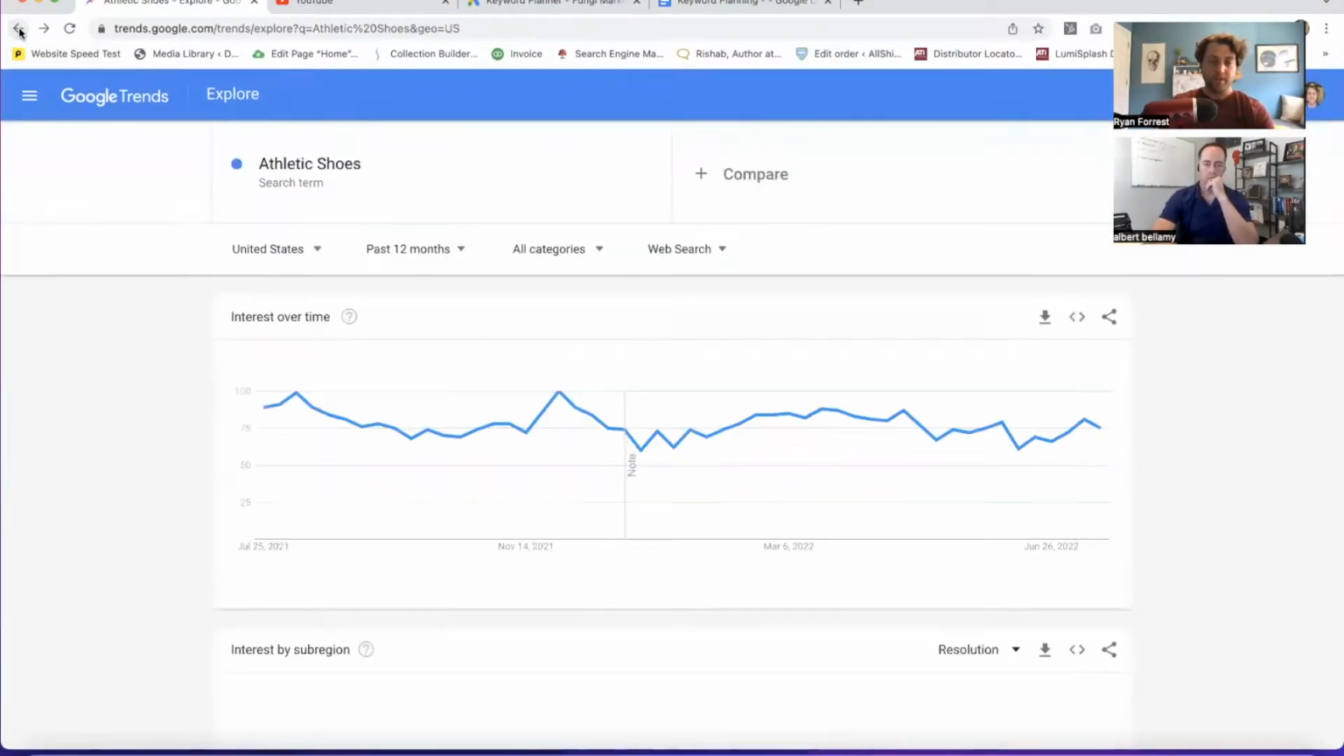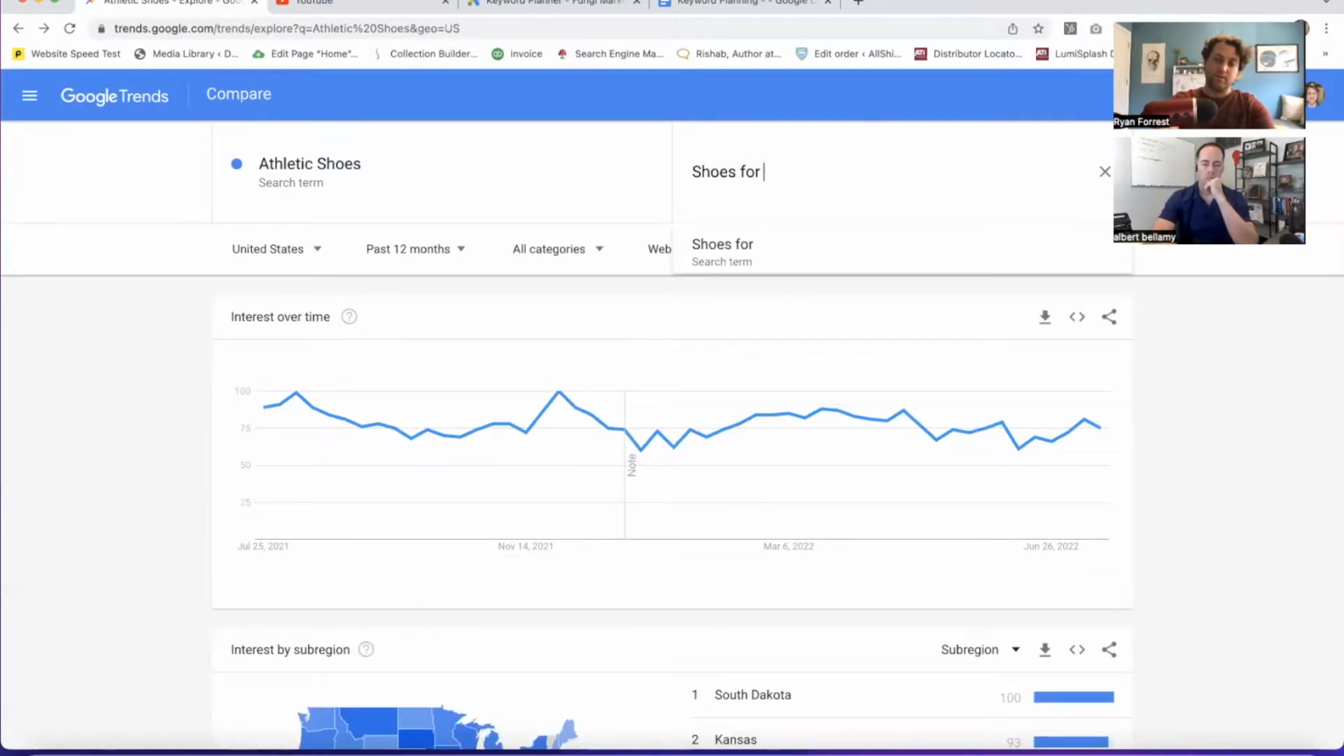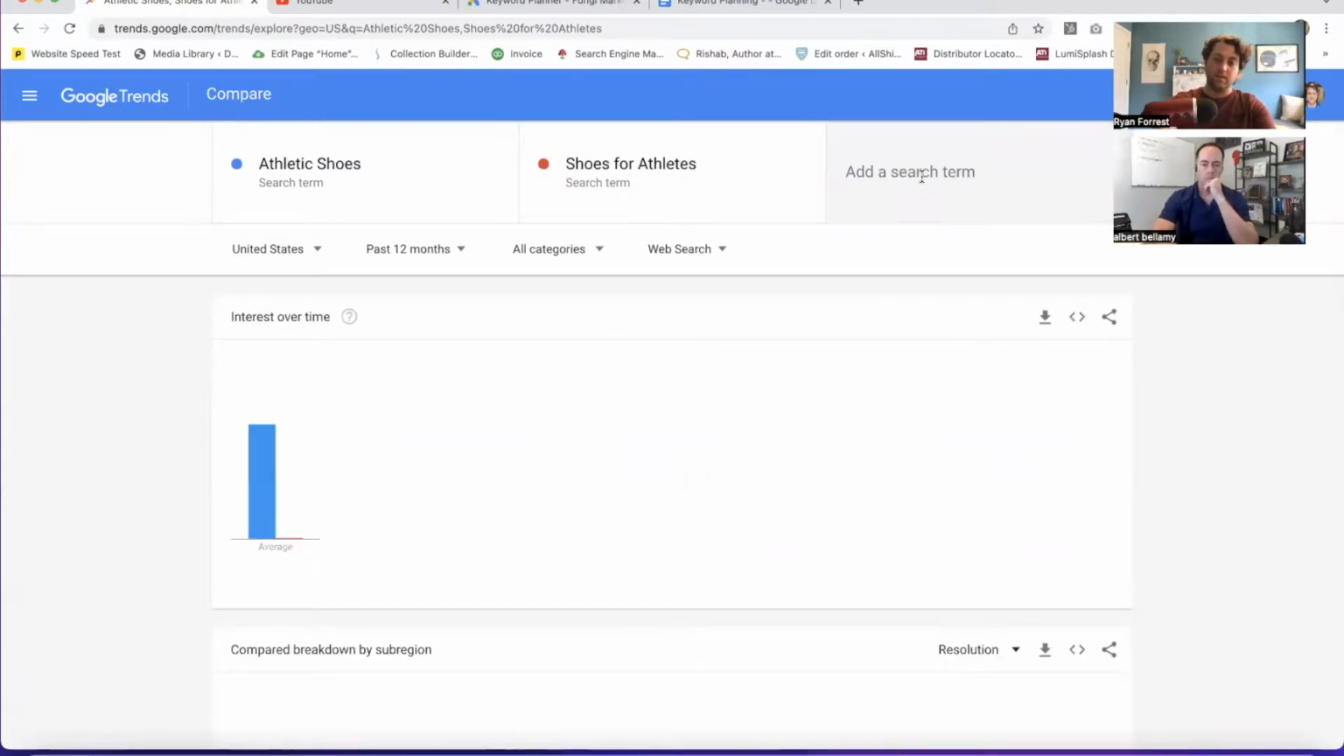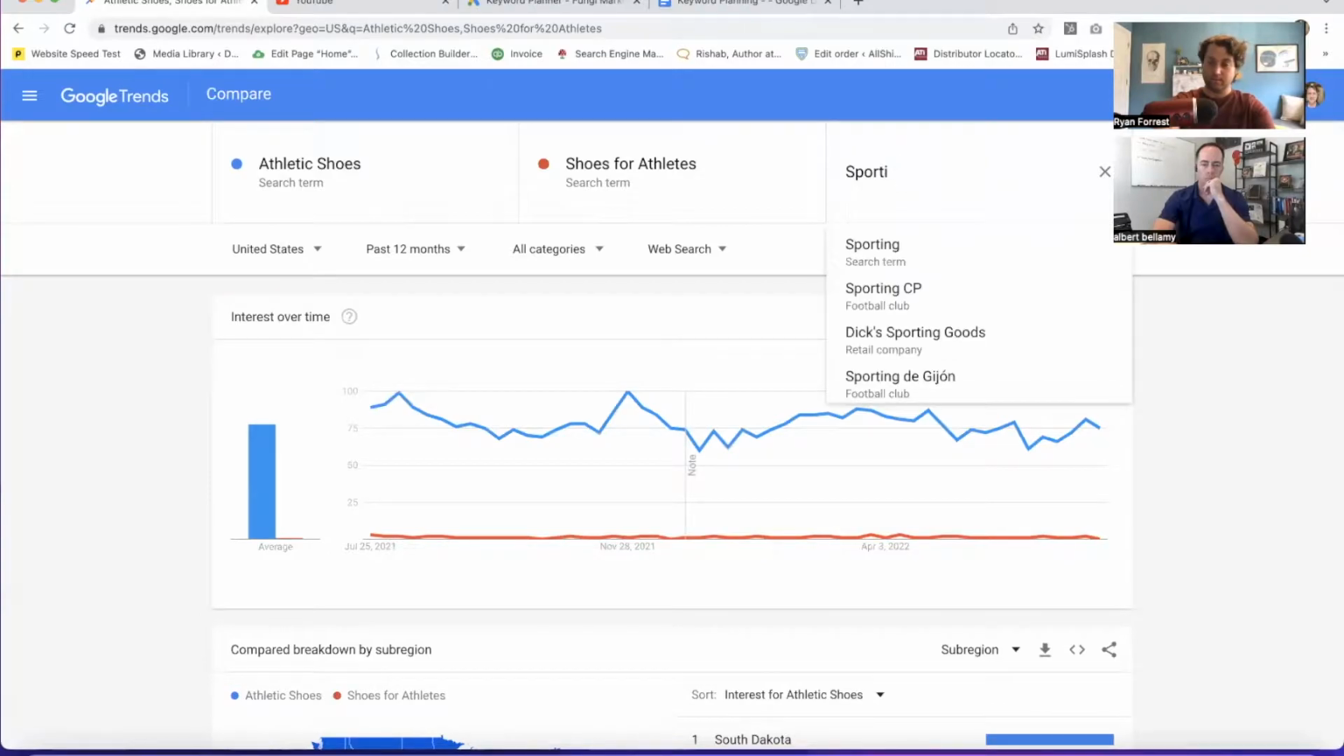But in general, what I'm looking to do is compare a few different top keywords within our athletic shoe category. Let's try this: shoes for athletes and sporting, or how about running shoes.